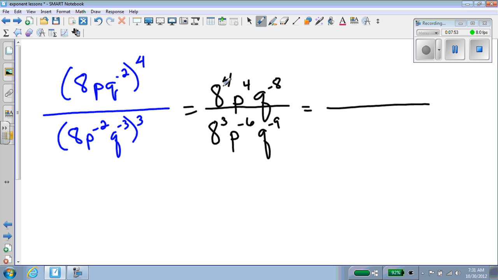Okay, so I've got 8 to the fourth and 8 to the third. These are both positive, so I can use my canceling strategy, 4 factors of 8, 3 factors of 8, that's just 1 factor of 8 left. P to the 4 minus negative 6, so p to the 10th. Q to the negative 8 minus negative 9, so q to the first. So that's it. Everybody's in the right spot.